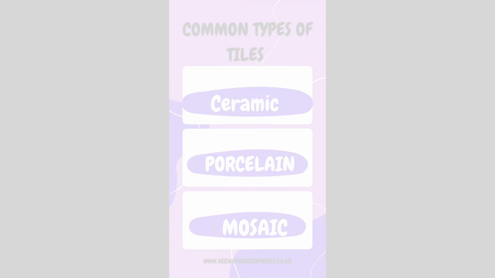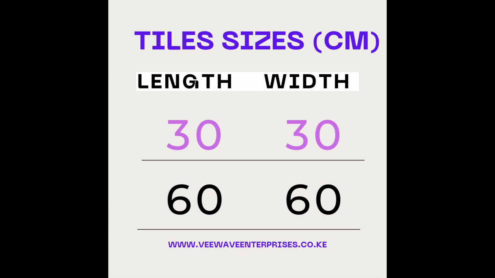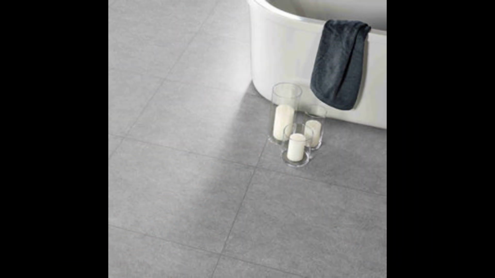Tiles also come in various sizes. The most common sizes are 30 by 30 centimeters and 60 by 60 centimeters. The size you choose will affect how many tiles you need. Next, let's measure the area of the room.